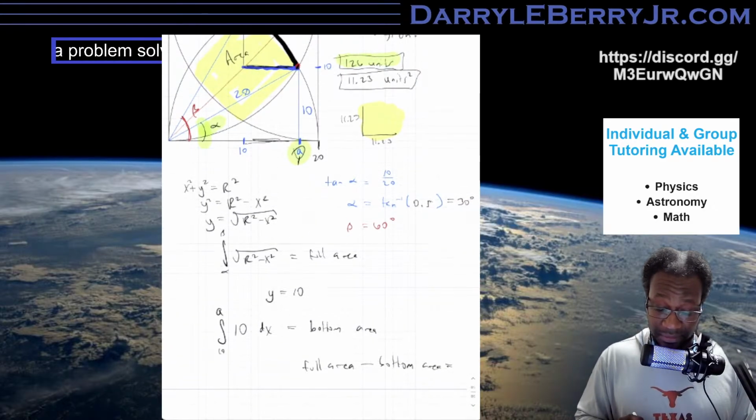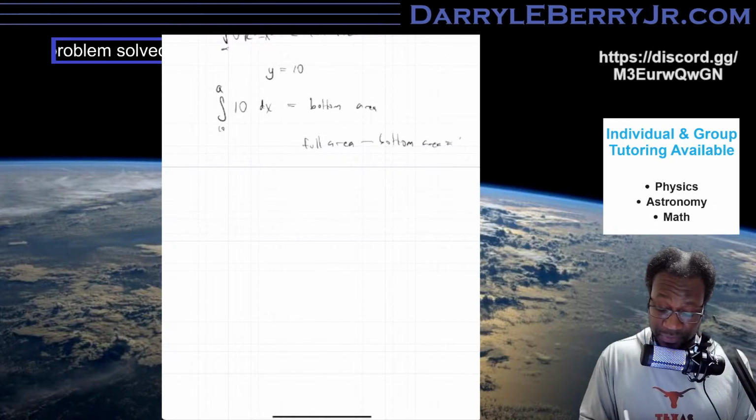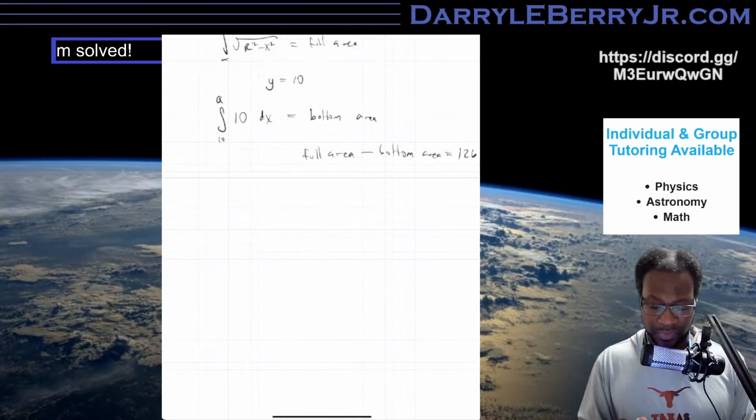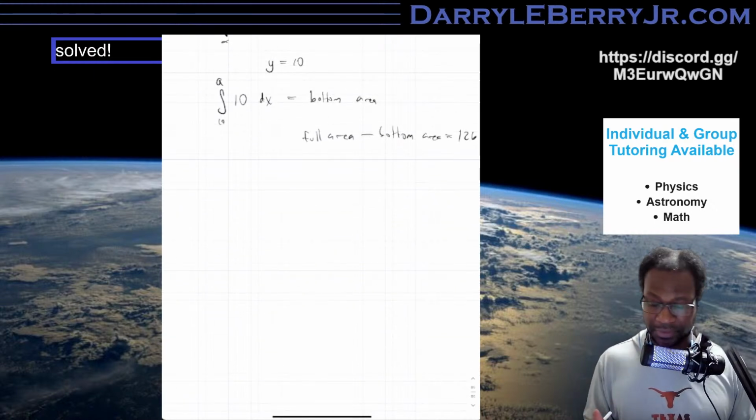And that's how I got the 126 units. But I did a little rounding, so that's why the book got 126.03 or whatever. I did a little bit of rounding.